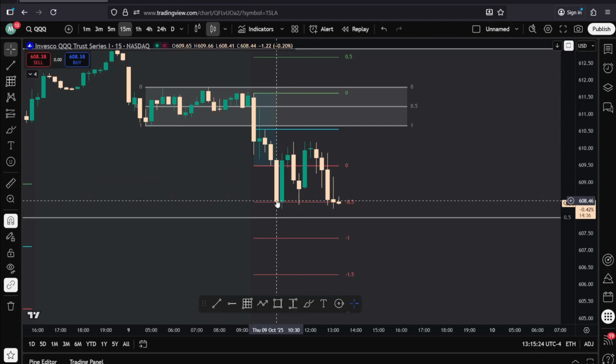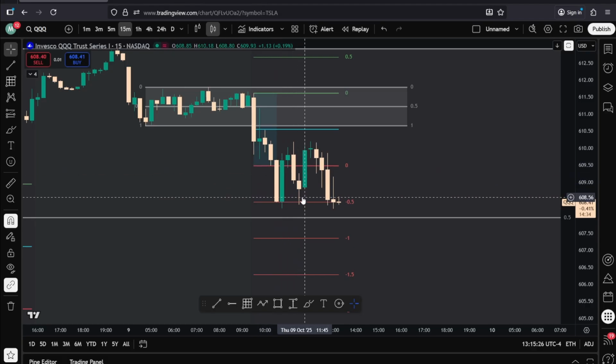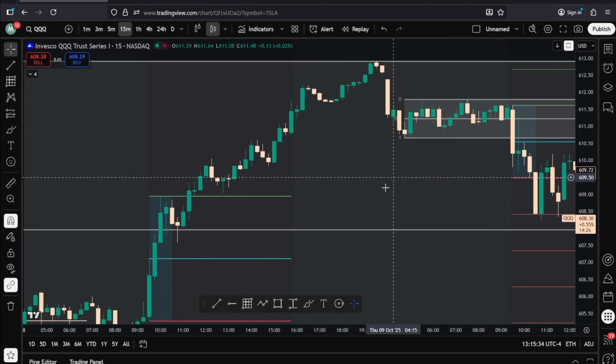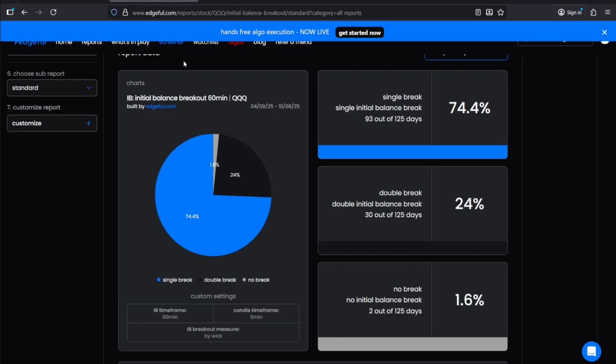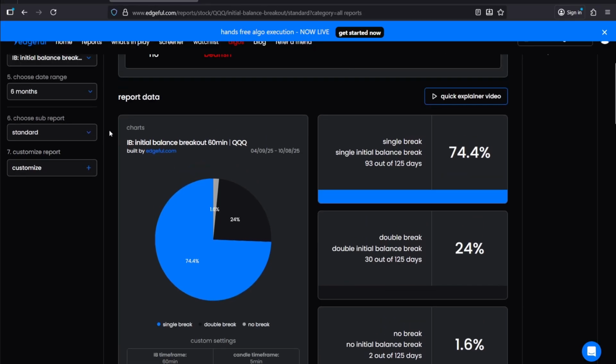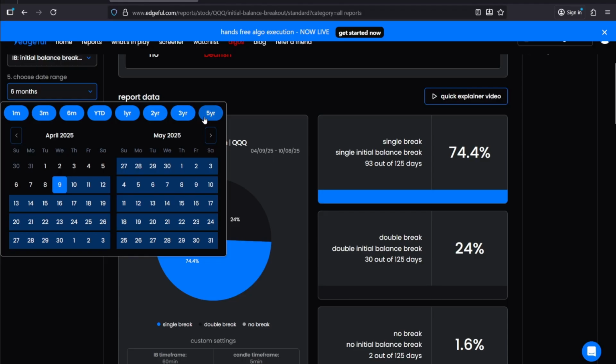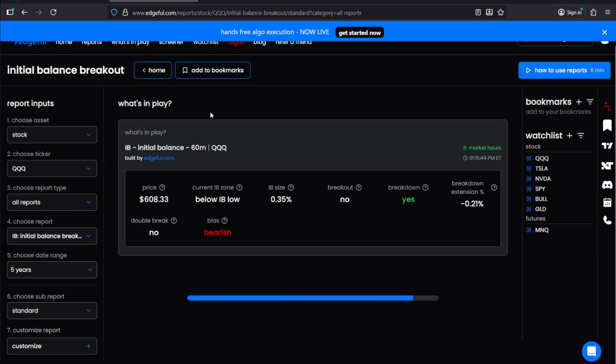We're pretty much just making engulfing candles, pivoting after a move to the upside or downside. Not much of a reason to pursue the rest of the trading day. And this is back tested not by myself, but by Edgeful. And you can go to 6 months or you can go to 5 years. If I go to 5 years, it's going to take a minute to load here. It should be about the same statistic.